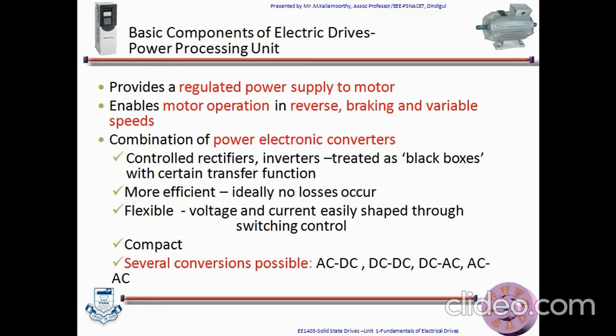Excessive current drawn from the source may overload it or cause a voltage dip. It converts the electrical energy of the source into a form suitable for the motor. It is a combination of power electronic converters. It may be controlled rectifiers or inverters, or it can be treated as a black box with certain transfer functions. It should be very efficient. Ideally, no losses should occur in the power electronic converters. It should be very flexible.